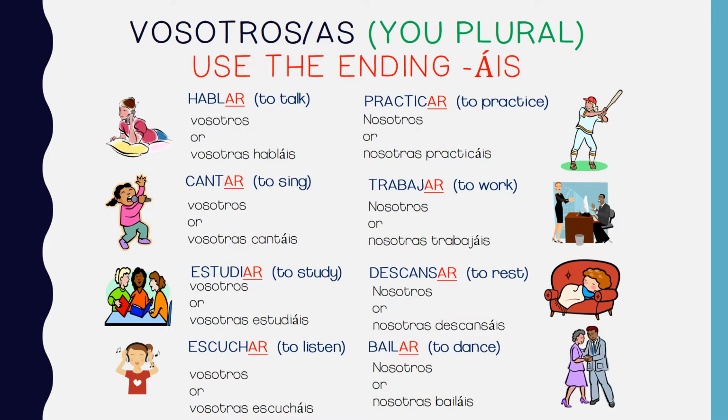Vosotros and vosotras is the way to say you in plural. However, this is only used in certain Hispanic countries. Usually we use ustedes. People from places such as Spain will use vosotros and vosotras to refer to you all. This is how you would conjugate verbs in the vosotros and vosotras form. You use the AIS ending. So for the verb hablar, we take off the AR, we add the AIS, and now we have habláis. Vosotros habláis, vosotras habláis.